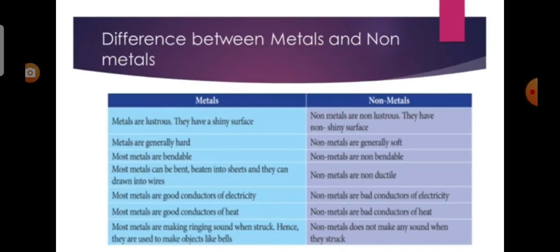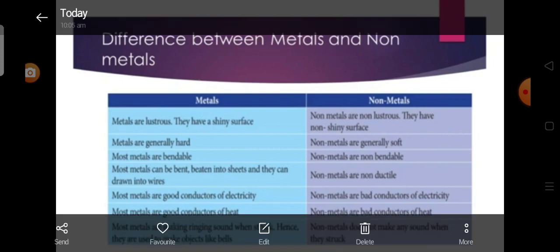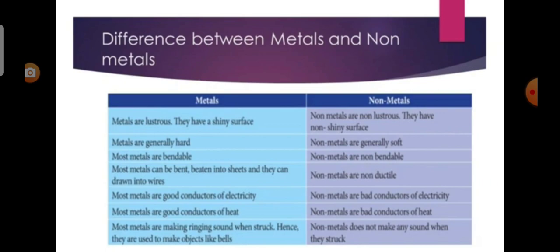Now we see the difference between metals and non-metals. Metals are lustrous, they have a shiny surface. Non-metals are non-lustrous, they have a non-shiny surface. Metals are generally hard. Non-metals are generally soft. Most metals are bendable. Non-metals are non-bendable. Most metals can be bent, beaten into sheets, and drawn into wires. Non-metals are non-ductile.